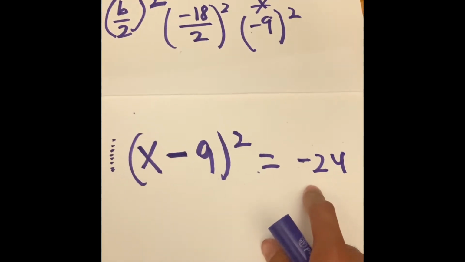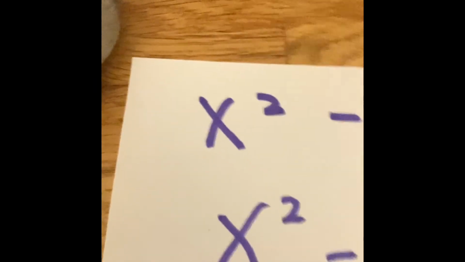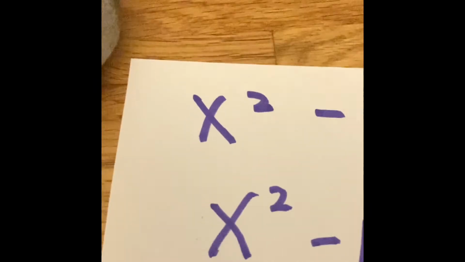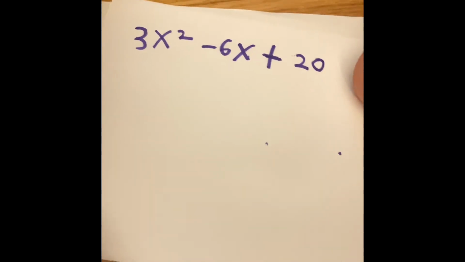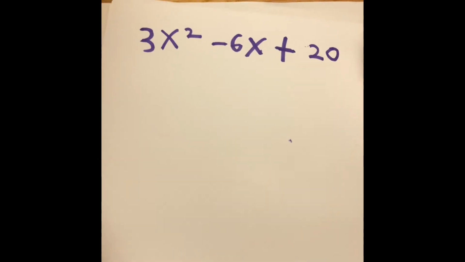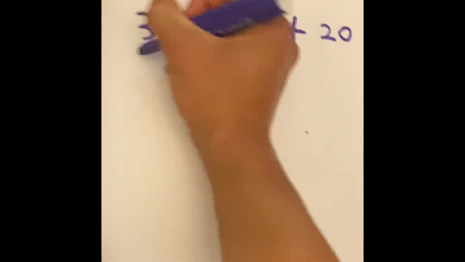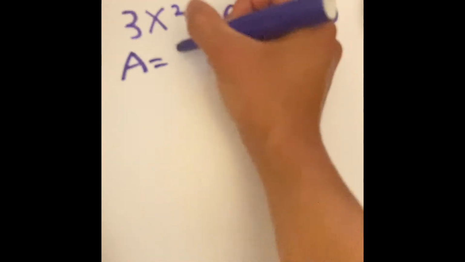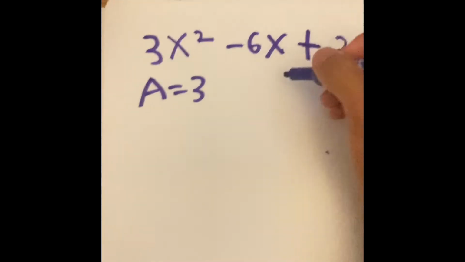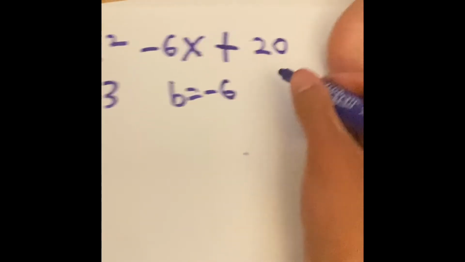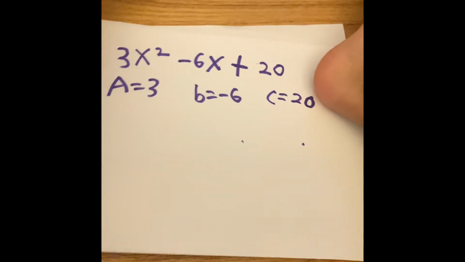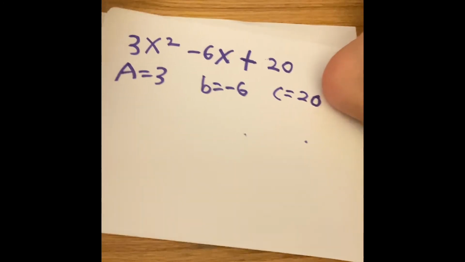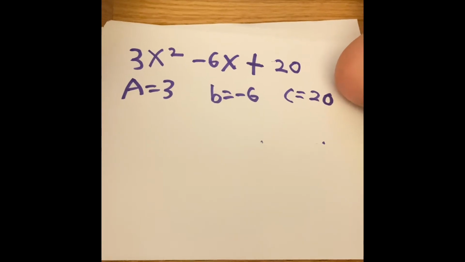Let's see one more scenario, but instead of a equals 1, we're going to have a equals a different number besides 1. So here is our second example. We have 3x squared minus 6x plus 20, but this time a is going to be a different number. A equals 3, not 1, while b equals negative 6 and c equals 20. We are going to do similar steps to completing the square again, but this time there's a different step.